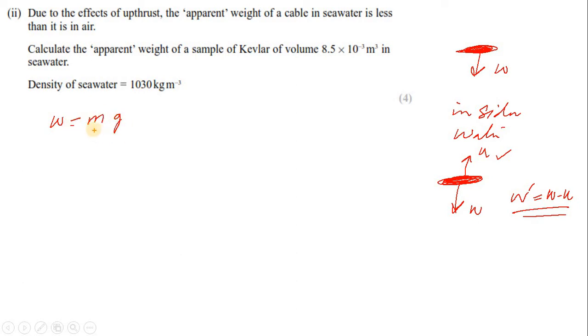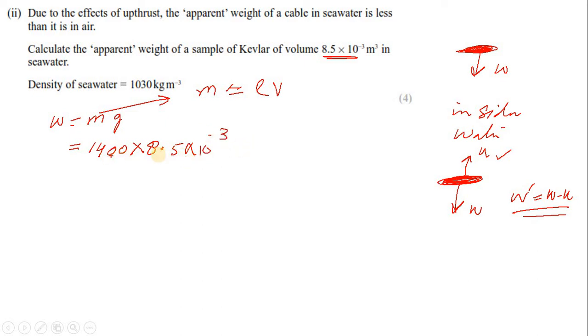Again, we don't have mass, we have the volume of the Kevlar sample and density in a previous part. So mass cannot be found directly, but we have a density. The density was, if you see the previous part, 1400 for Kevlar, and because I'm using the same approach, mass is equal to density times volume. So 1400 is the density and the volume is given as 8.5 times 10 to the power minus 3.